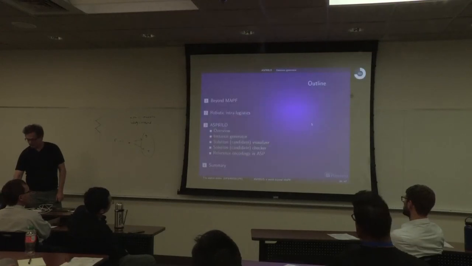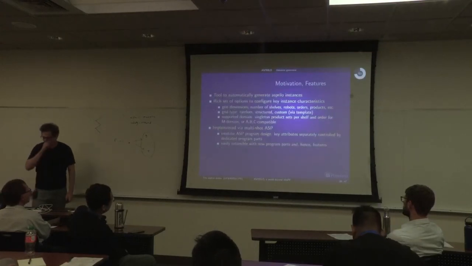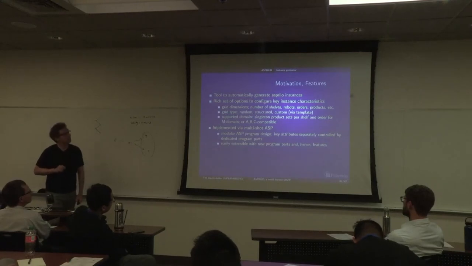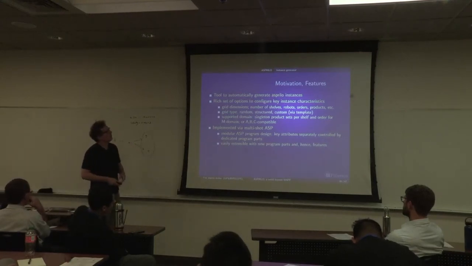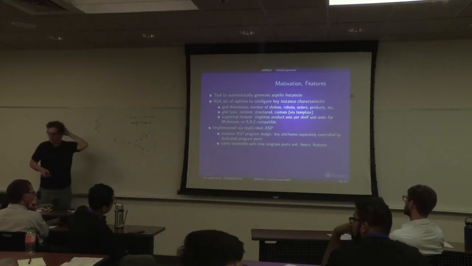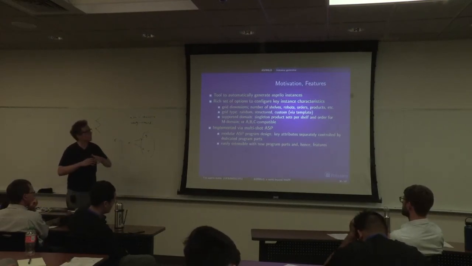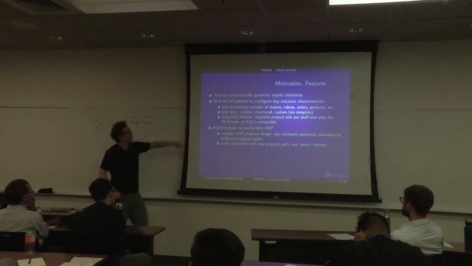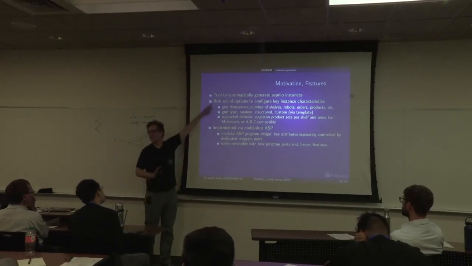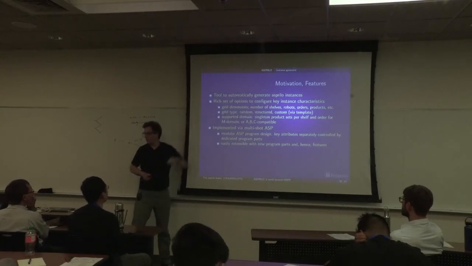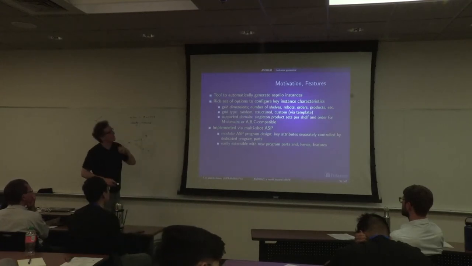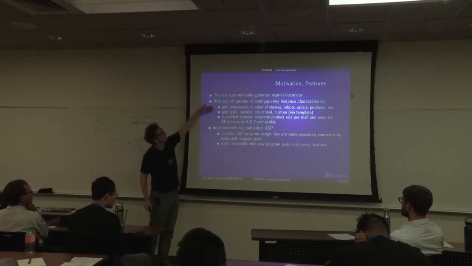Good. Okay, now let's look at the instance generator. So again, this is a tool that allows you to automatically generate instances of different forms and sizes. I think it has about 60 options. So Philipp, who implemented that, really took a lot of effort here. And what you can do, you can configure the grid dimension, number of shelves, robots, etc., the grid type.